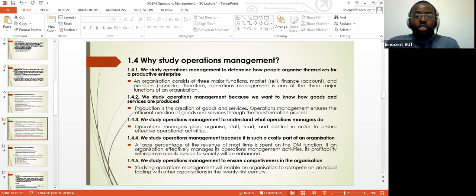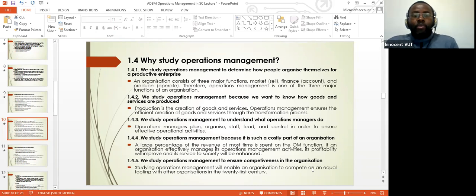An organization consists of three major functions: market, which is about selling; finance, which covers the accounts; and producing, that is the operations. Therefore, operations management is one of the three major functions of an organization. So we should study operations management because it is a major function of an organization, and we need to understand it.